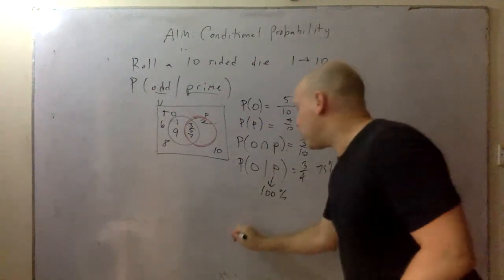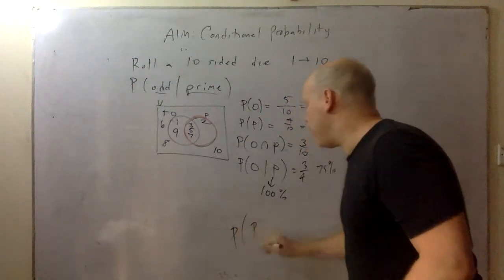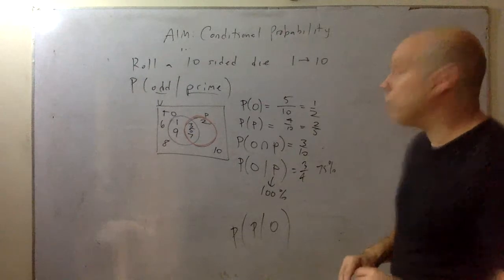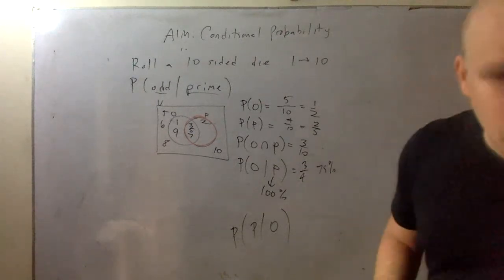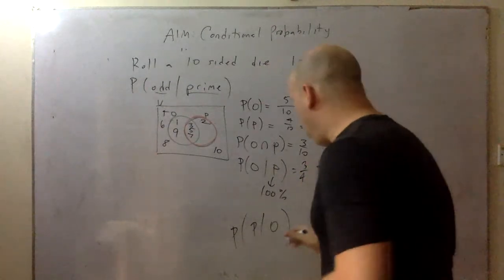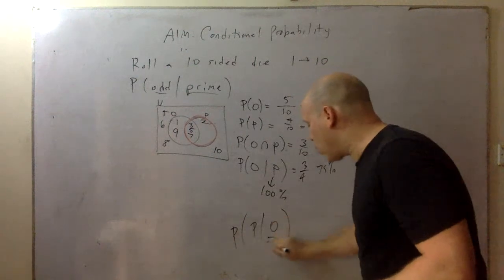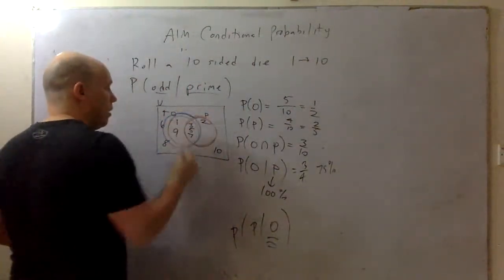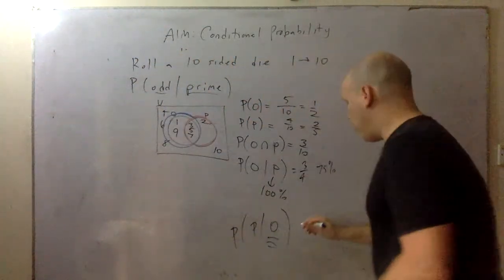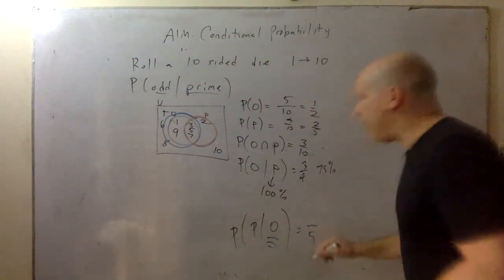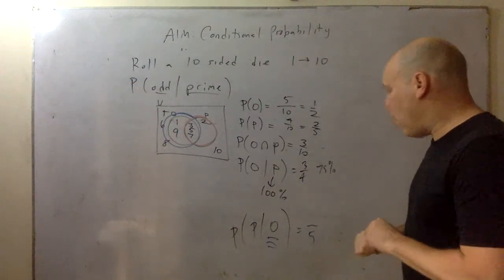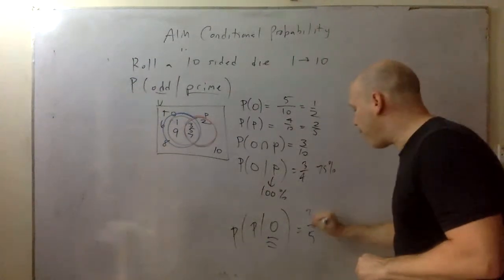Nice. How about the probability of being prime if it's odd? That's something different, right? Let's do that in blue marker. Well, odd is my new 100%. I'm only interested in these 5, and the ones that are odd are the ones that are prime, 3 out of 5.